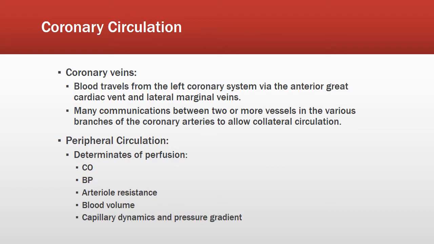The coronary veins will include blood traveling from the left coronary system via the anterior great cardiac vein and the lateral marginal veins. These veins empty into the right atrium via the coronary sinus. The right coronary artery empties directly into the right atrium via smaller cardiac veins.